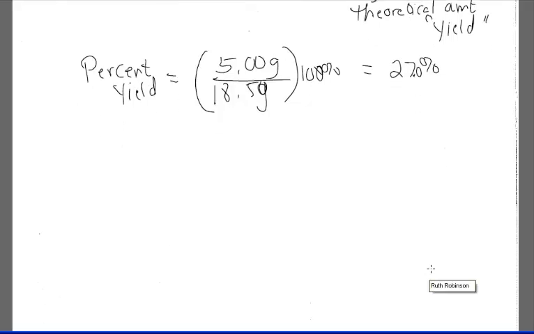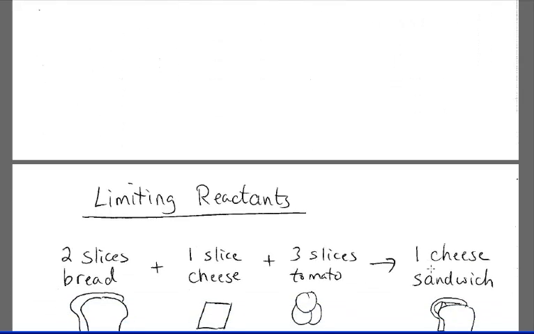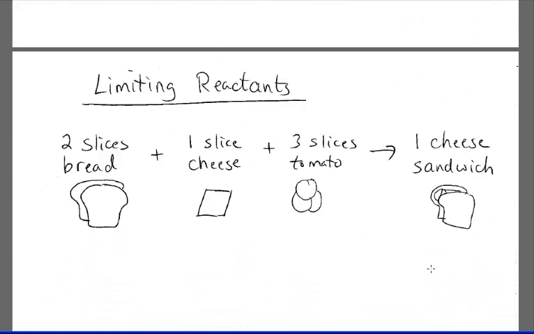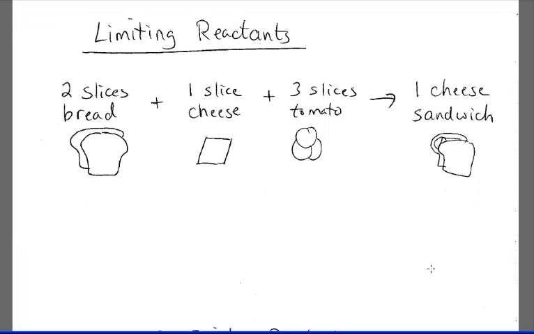All right, the next topic is limiting reactants. And first I'm going to talk about making sandwiches to illustrate the concept. I'm going to use this like a reaction equation for making a sandwich. If you want to make a cheese sandwich, one way, this recipe is going to be 2 slices of bread, 1 slice of cheese, and 3 slices of tomato makes 1 cheese sandwich. Okay, this is this recipe.